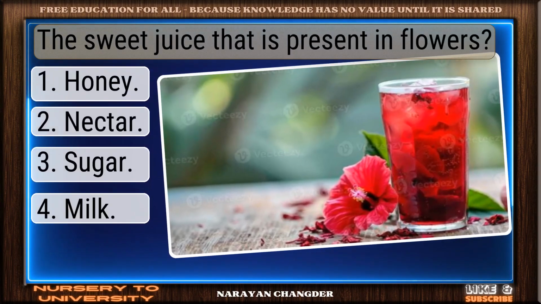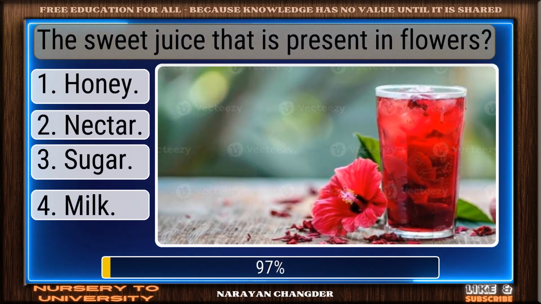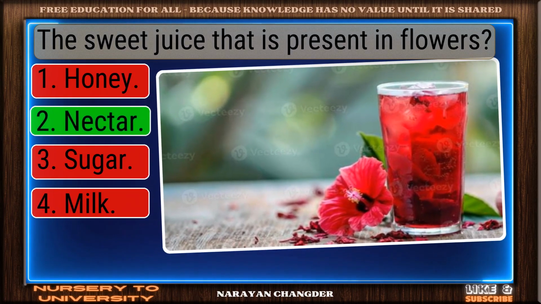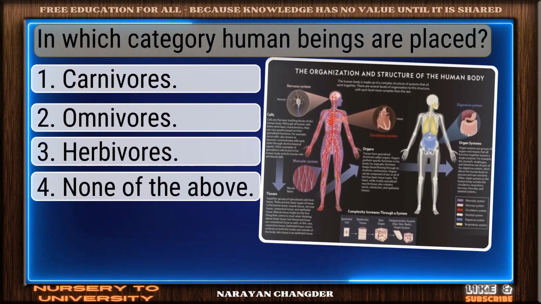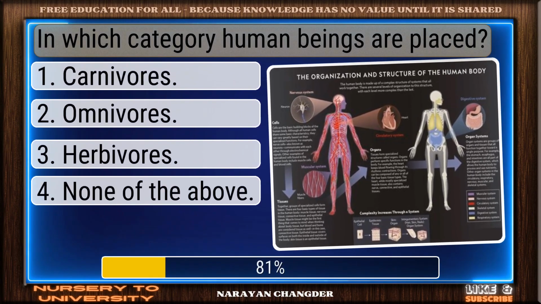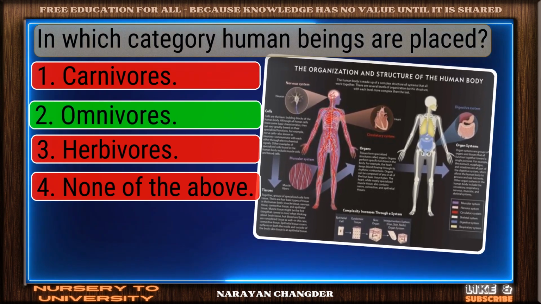The sweet juice that is present in flowers. Excellent. Nectar is a brilliant choice. In which category human beings are placed? You chose omnivores, and it is correct.